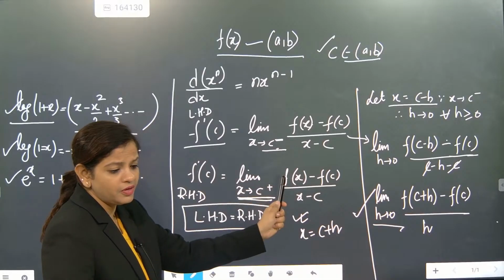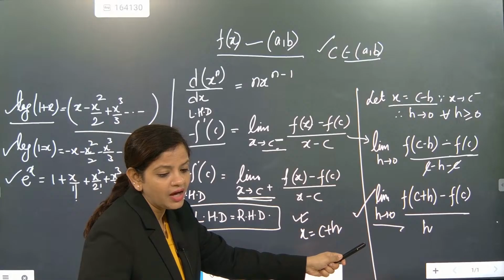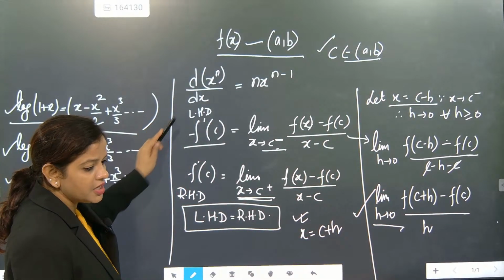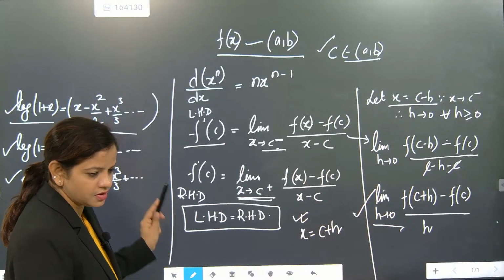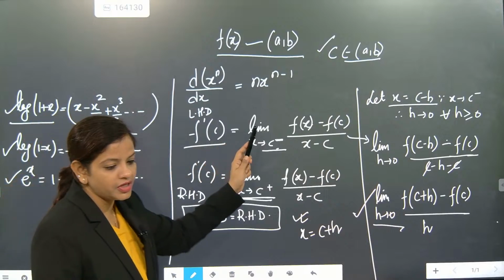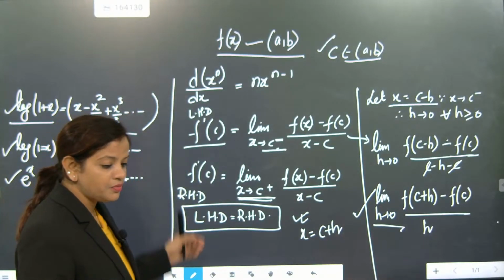So this proof will be in class 12, where you have to prove LHD is equal to RHD. Understood? This proof will come for 4 to 5 marks. But this proof is not there right now; we have to put a function inside it and then prove. So that will come in class 12.